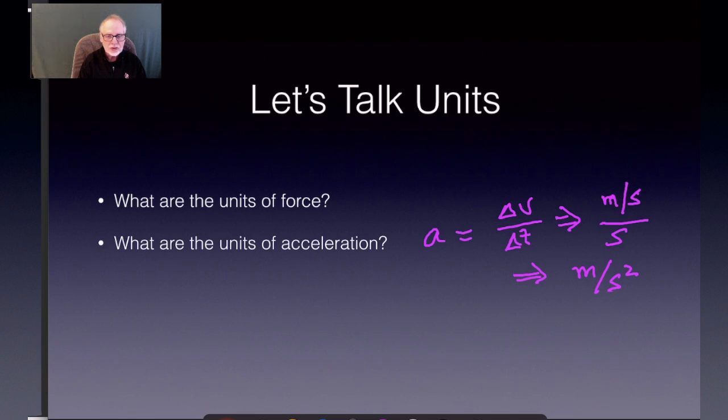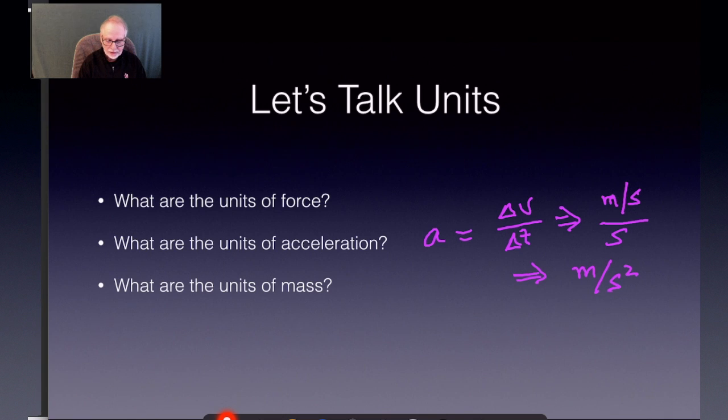So meters per second squared. That seems odd, but those are the units of acceleration. Again, that comes from the fact that we've got change in velocity. Velocity has units of meters per second, over time, which is seconds. So that becomes meters divided by seconds times seconds, which is meters per second squared. Those are the units of acceleration.